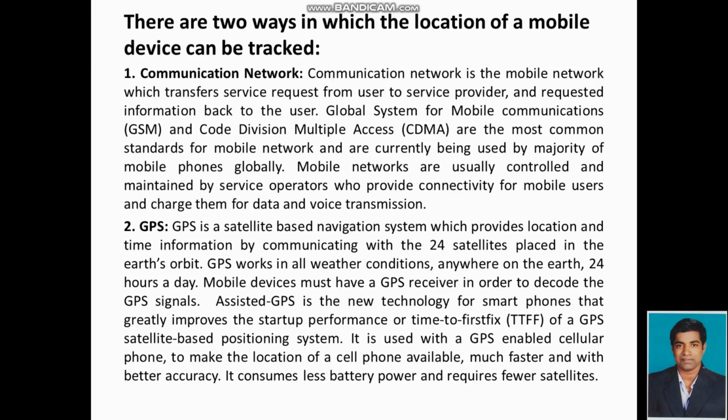Assisted GPS is the new technology for smartphones that greatly improves the startup performance, or time to first fix, TTFF, of a GPS satellite based positioning system. It is used with the GPS enabled cellular phone to make the location of a cell phone available much faster and with better accuracy. It consumes less battery power and requires fewer satellites.